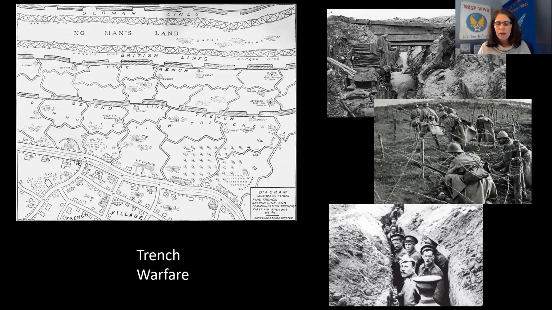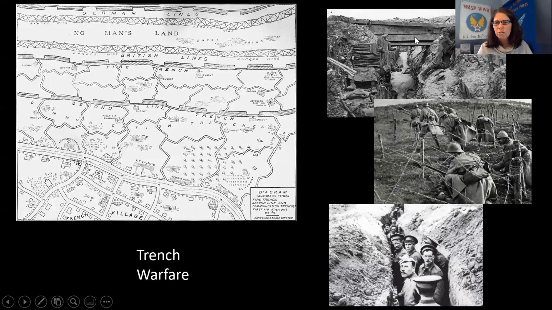You have the new technology. We talked about barbed wire. You can see here in this image the barbed wire and the way it's used to slow down the path of others. But you also have this new idea, kind of not a new idea, but used in a new tactical way, of trenches and trench warfare.